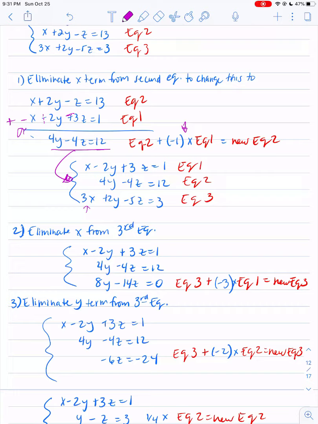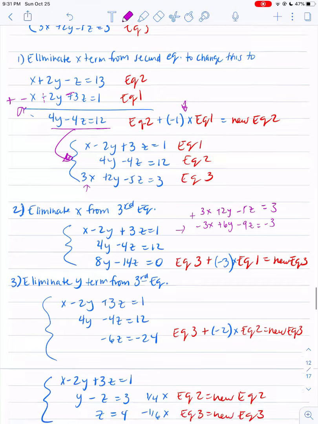So when I multiply equation 1 by negative 3, that is negative 3x plus 6y minus 9z equals negative 3. And then I'm adding that to equation 3, which is 3x plus 2y minus 5z equals 3. And that's how I get my new equation 3. So my new equation 3 is 8y minus 14z equals 0. And then I keep my equation 2 and equation 1 the same.